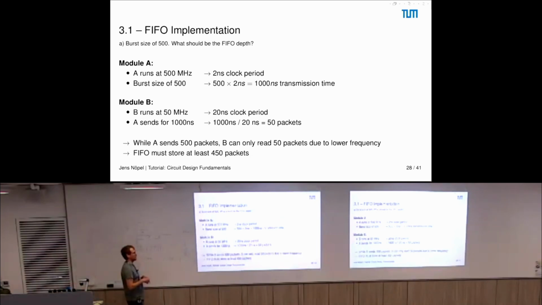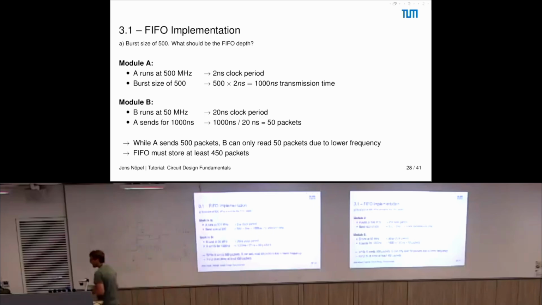And this brings us to the solution of the FIFO size. While A sends 500 packets, B can only read 50. So the buffer in between needs to be as large as the difference of those. So it needs to be 450 packets large. Questions? Yes, that is the number of packets the FIFO needs to store.